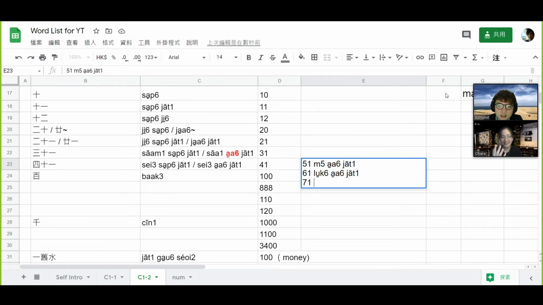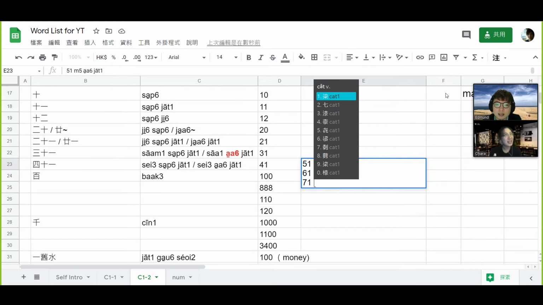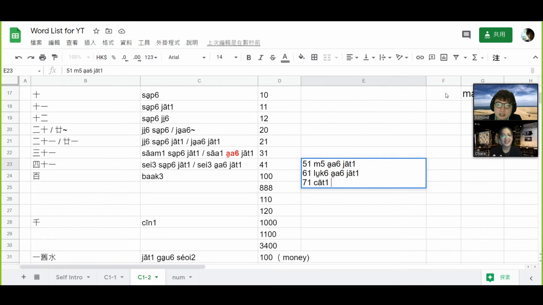Wait, 1, 2, 3, 4, 5, 6, 7, chat ayat like that. 4 ayat, chat, because this is a short vowel again. So chat ayat like this. And then how about 81?